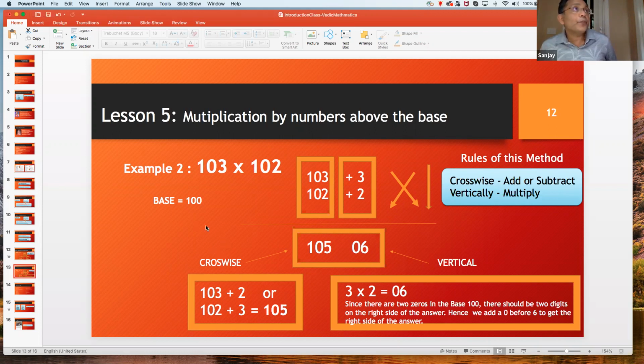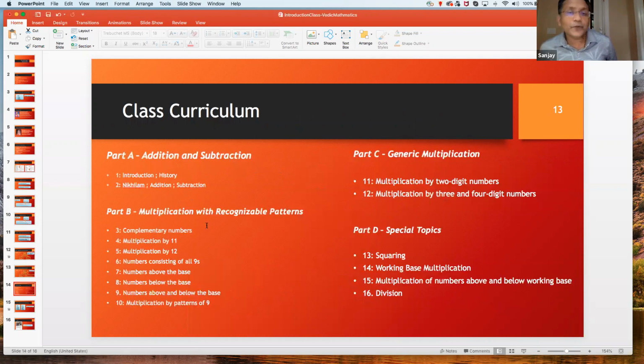Okay, so next we'll go with what is taught in the class. What are the topics that are covered in the class? The curriculum pretty much goes with part A of addition and subtraction. There are 2 lessons around it. Then there are around 8 lessons of multiplication. We learn multiplication by 11, 12, the numbers consisting of all nines, and all of that.